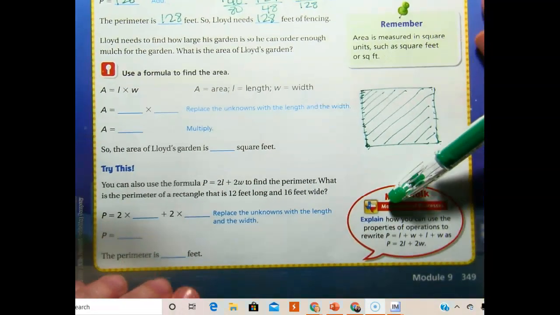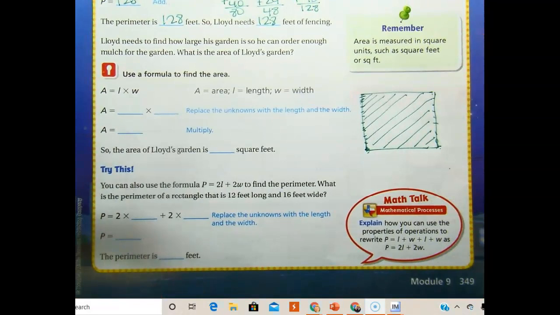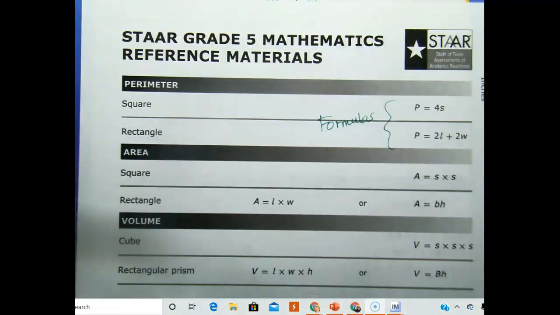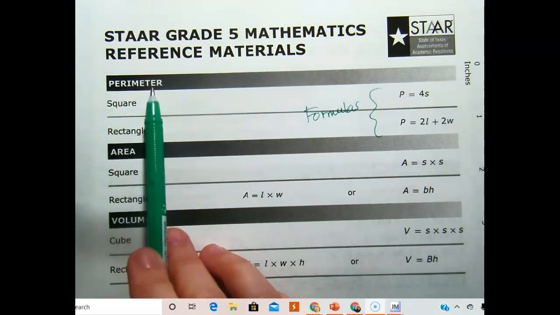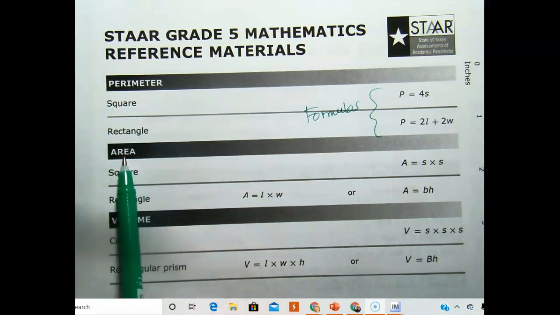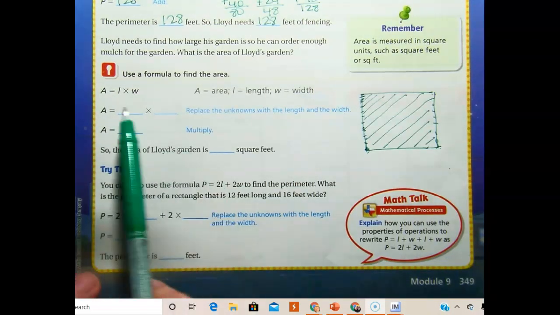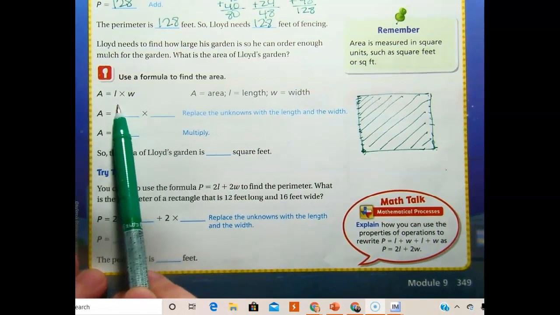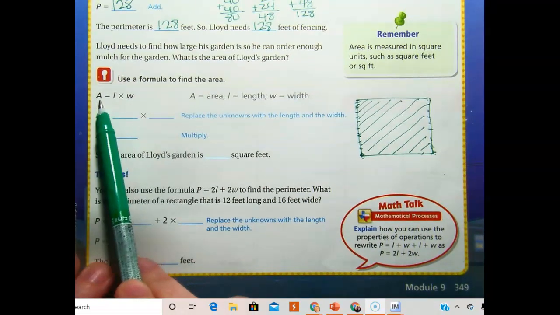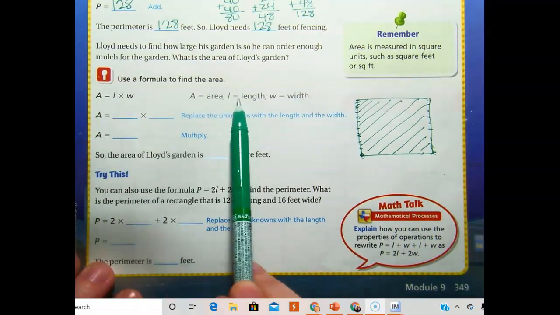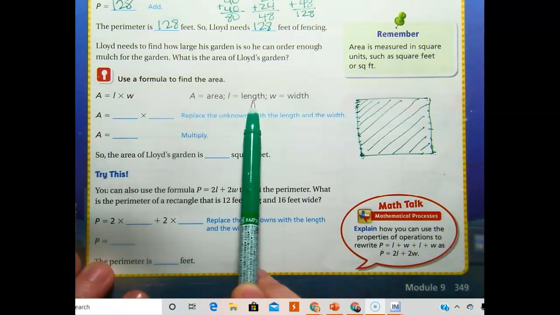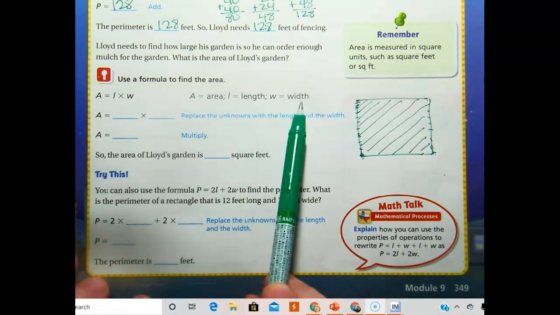All right, so it says use a formula to find the area. And again, if you take out your math chart, you have those things right here. You have perimeter and you have area, and those formulas are there for you, but they are here too. Okay, so your area, which is area, L, again, that's not a 1, that's an L. L is your length, and W is your width.